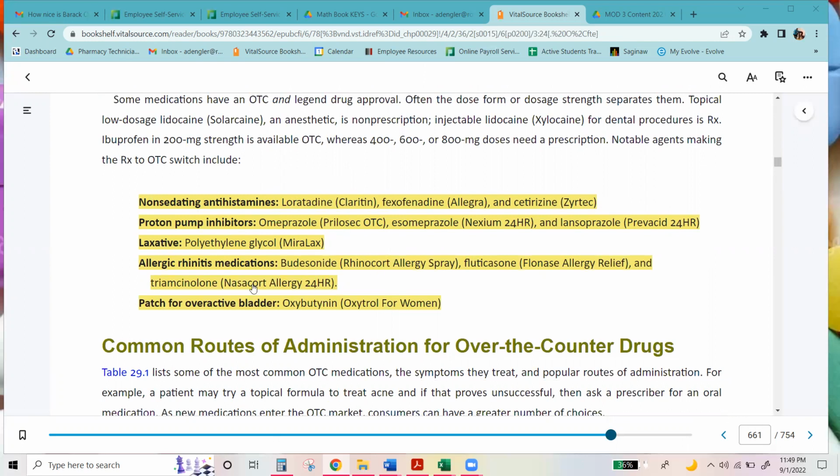We have Miralax, that is a laxative that's over the counter now. Some nasal sprays, as I said, Rhinocort, Flonase, and Nasacort. There is also a patch for overactive bladder that is called Oxytrol that is over the counter.